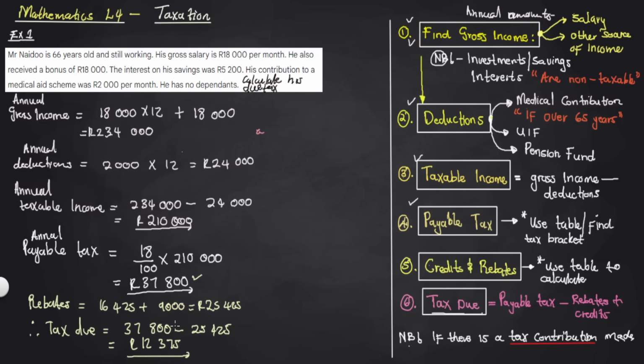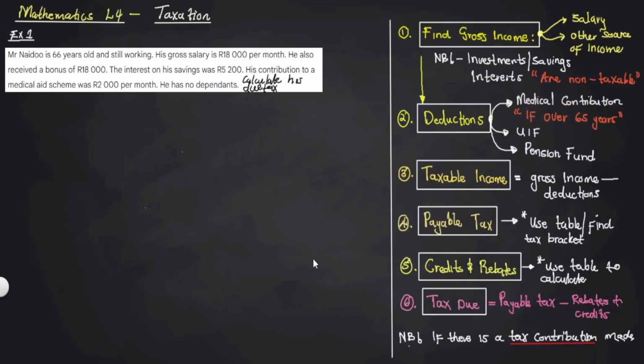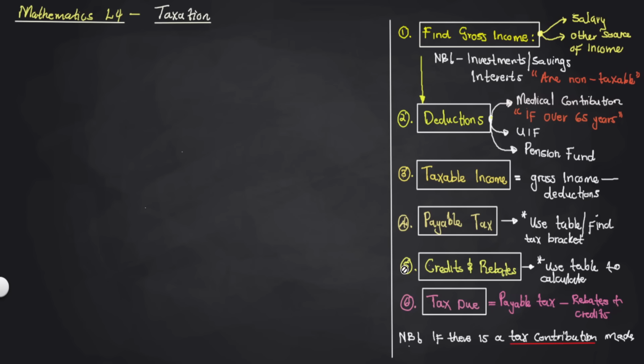All right, in the question there's nowhere stated that he made a tax contribution. So the final point again, we're not going to do this one. There were no tax contributions. So this is how we do example number 1. What to keep in mind is that we are working with annual amounts. All right, I'm going to hide example 1.